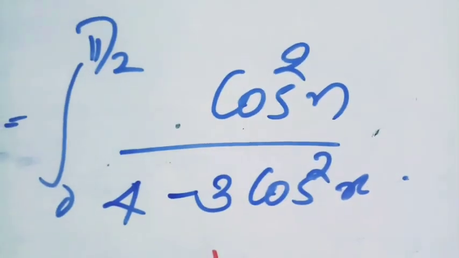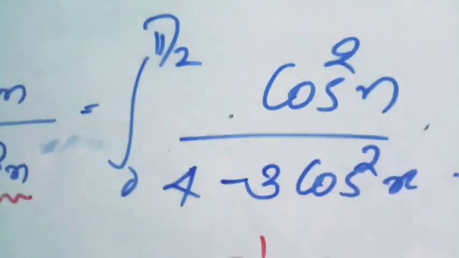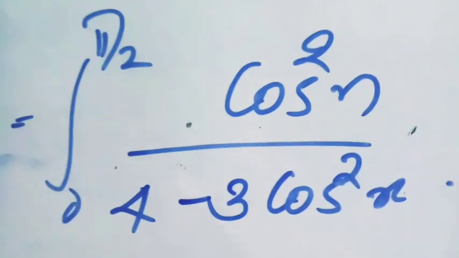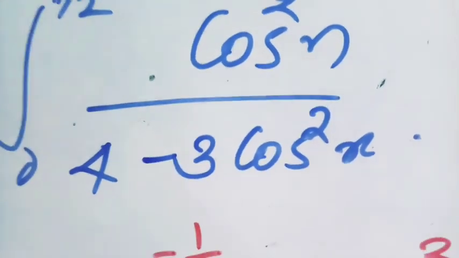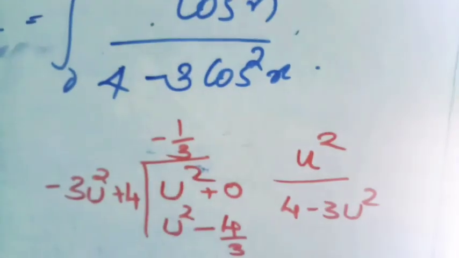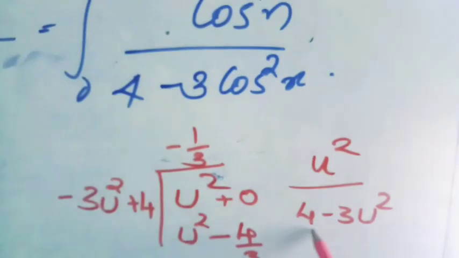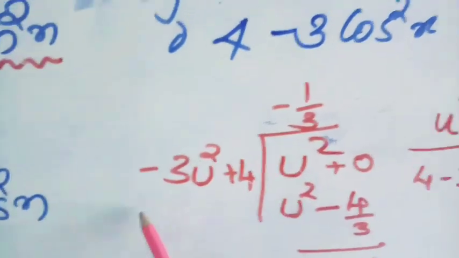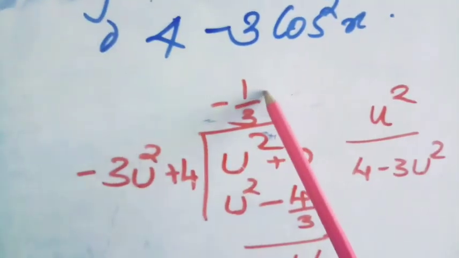Now this function contains only cos square x in numerator and denominator, but here there is another problem. The same degree in numerator and denominator. When an algebraic expression comes with the same degree in numerator and denominator, we must divide first. Like this question, you change that cos as u for dividing, only for dividing. Assume this one is u square by 4 minus 3 u square and divide it.